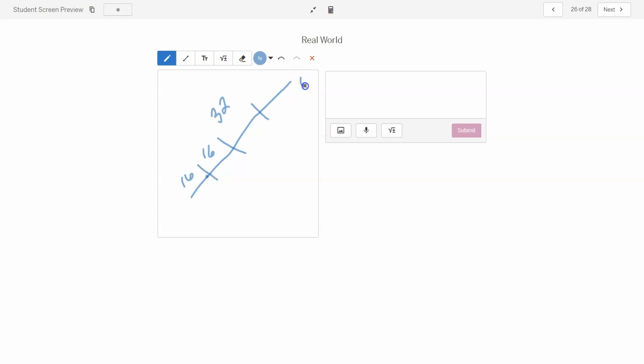So if my whole board measures 96 inches, how much will be left after my first cut? How much will be left after my second cut? And how much will be left after my third cut? Let me know if you have any questions.